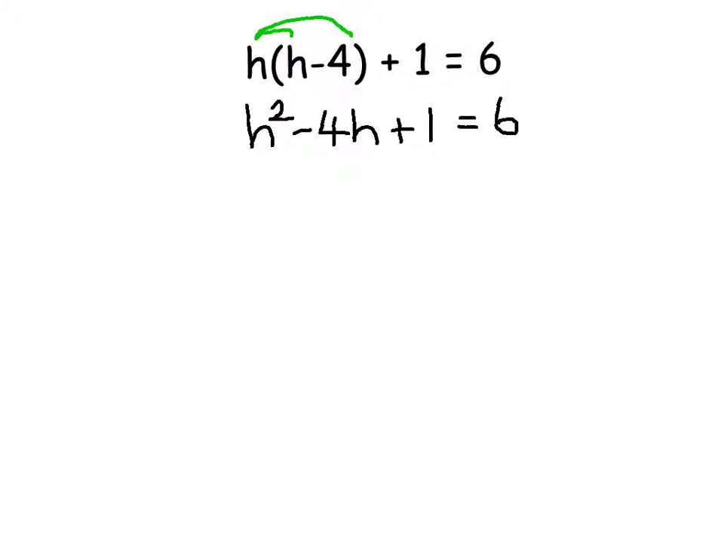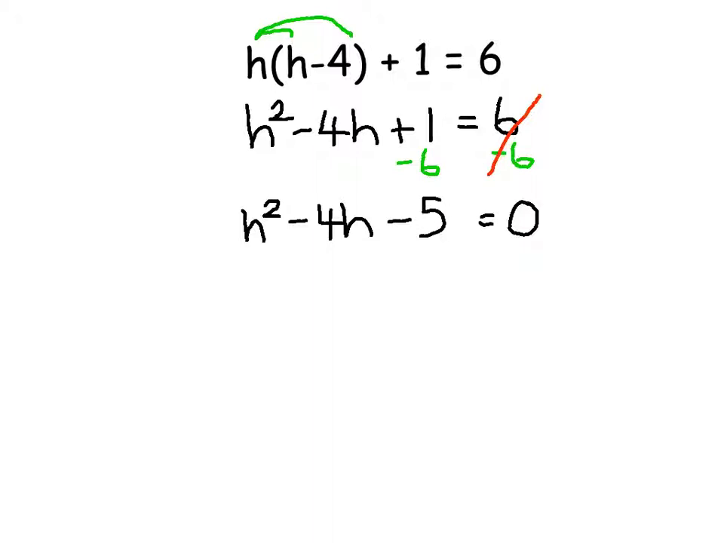Now, again, we need it to be equal to 0. So we've got to get rid of this 6 on the right hand side, so we'll do that by taking 6 away from both sides, which gets rid of that, which is what I wanted, leaving me with just 0. Now over here I've still got my h squared term, I've still got my minus 4h, but now I've got plus 1 minus 6, which is minus 5. So now it's ready to be factorised.